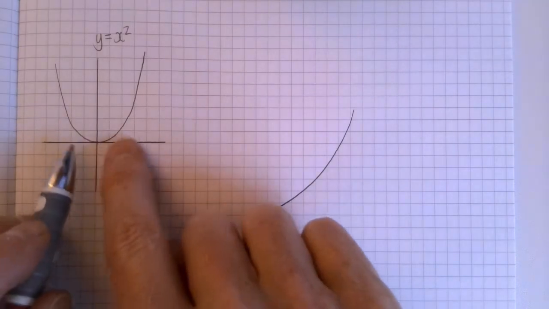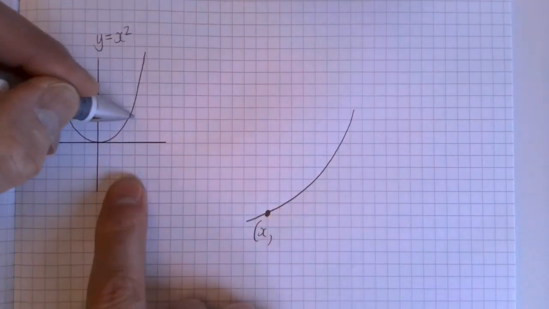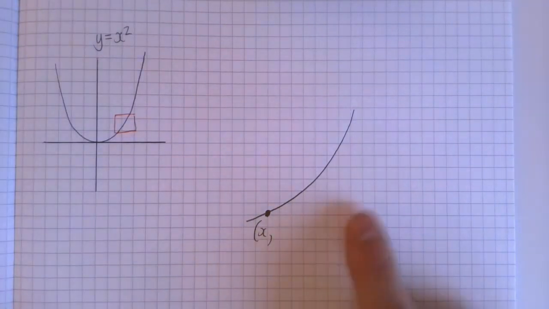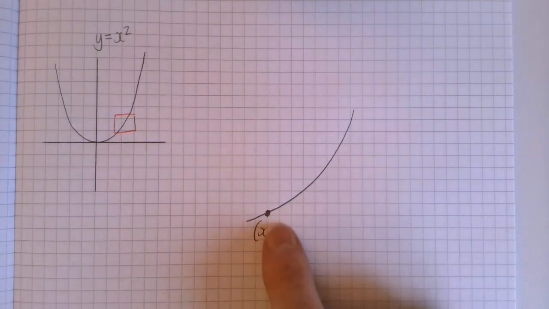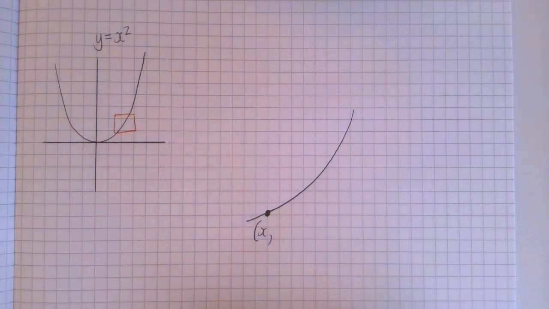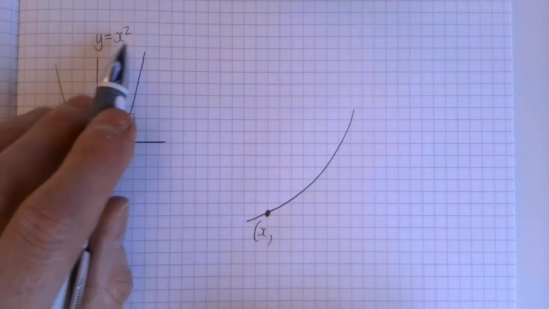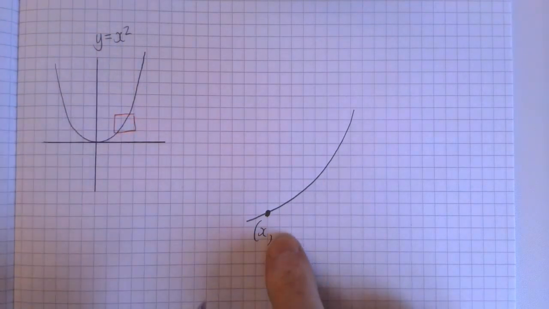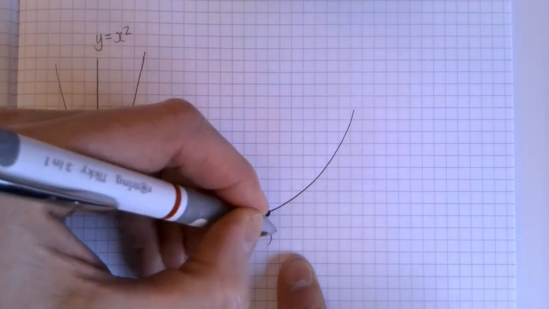So I've taken a section of this curve, this little bit here, and I've enlarged it, okay? And I've picked a point on the curve here. So the x value is whatever, I'm calling it x. And because this is the y equals x squared curve, the y value is the x value squared. That's what we know.